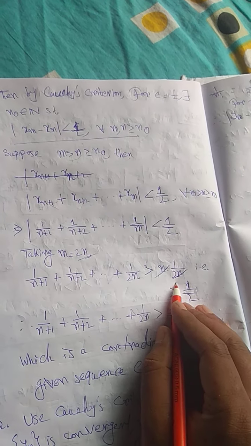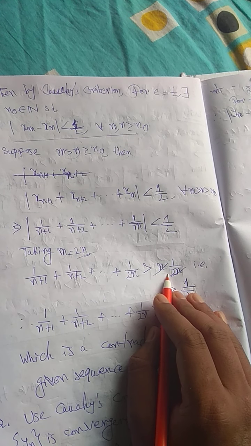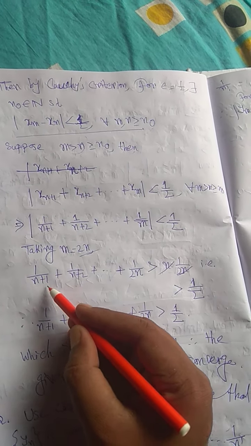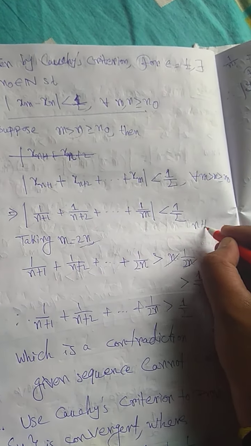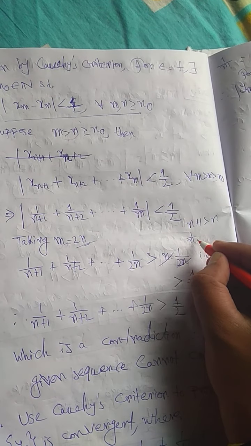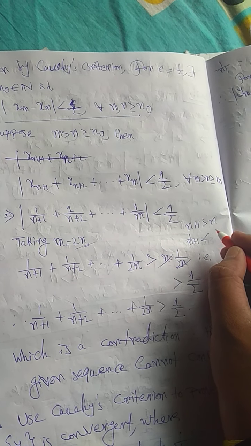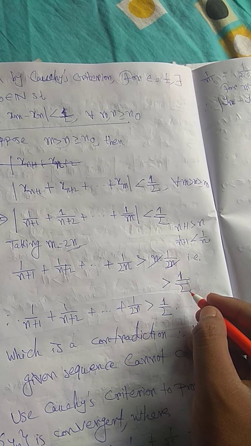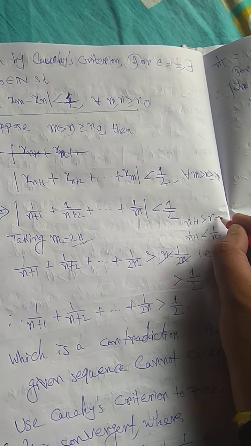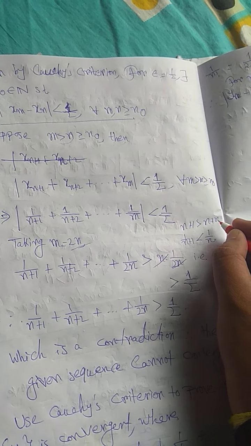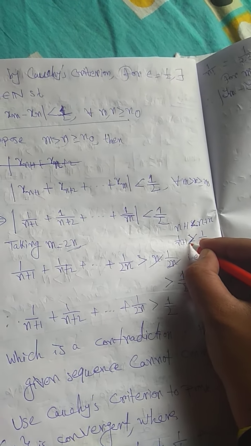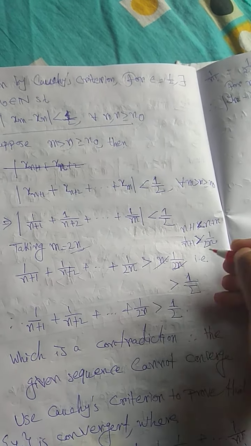n into 1 by 2n. Why is it n into 1 by 2n? Because, look, n plus 1 is greater than n. So 1 by n plus 1 is less than 1 by n. Sorry, n plus 1 is less than n plus n. Then 1 by n plus 1 is greater than 1 by 2n.